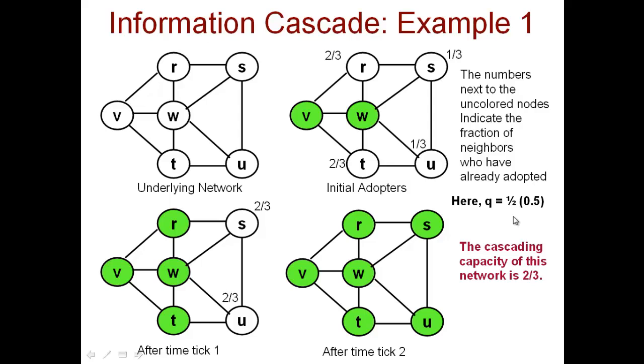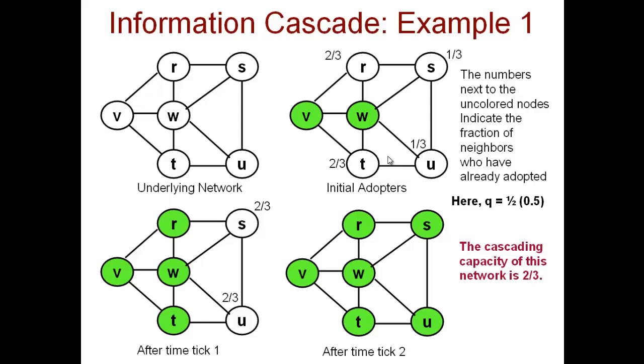Now, can Q be more than two-thirds? So, say for example, Q is 0.8. Then, given these initial adopters, will R and T make an adoption in the first iteration? No, because the fraction of neighbors of R who have adopted the decision to turn green is two-thirds, which is 0.67, and it is not greater than or equal to 0.8. So R will not adopt it. Similarly, T will not adopt it.